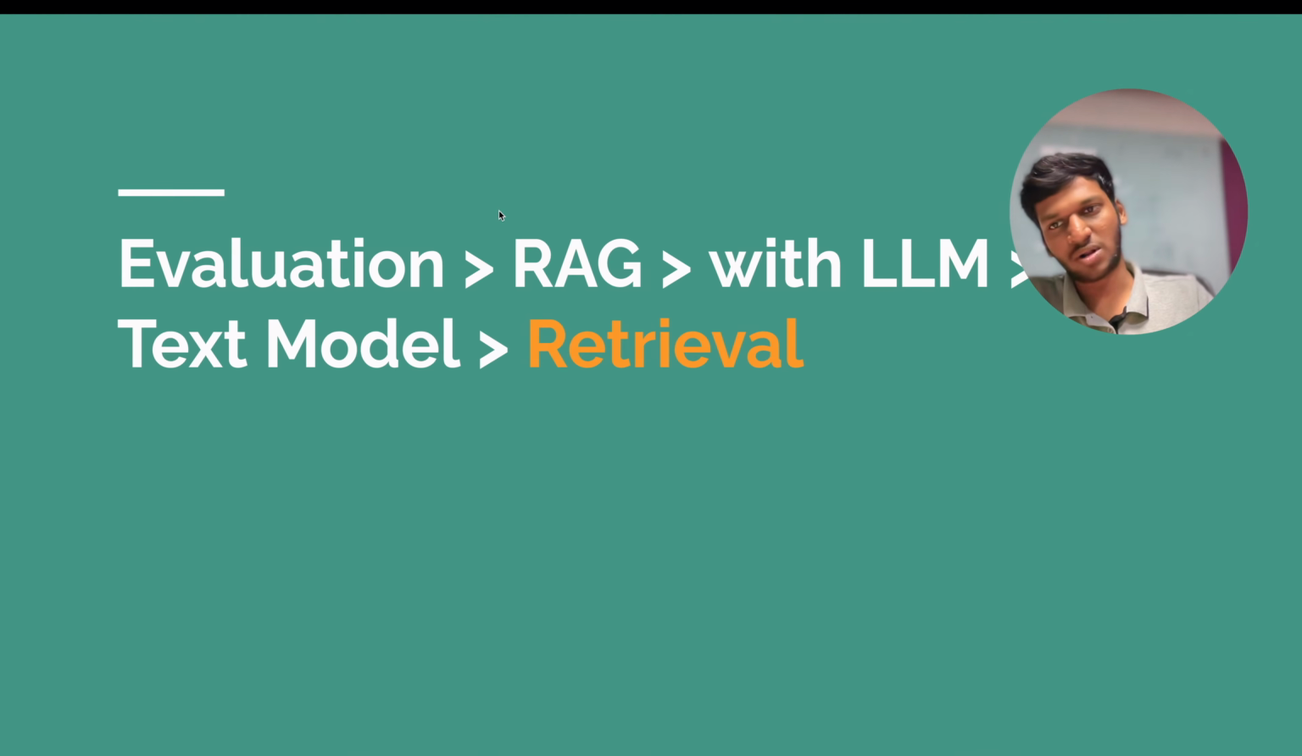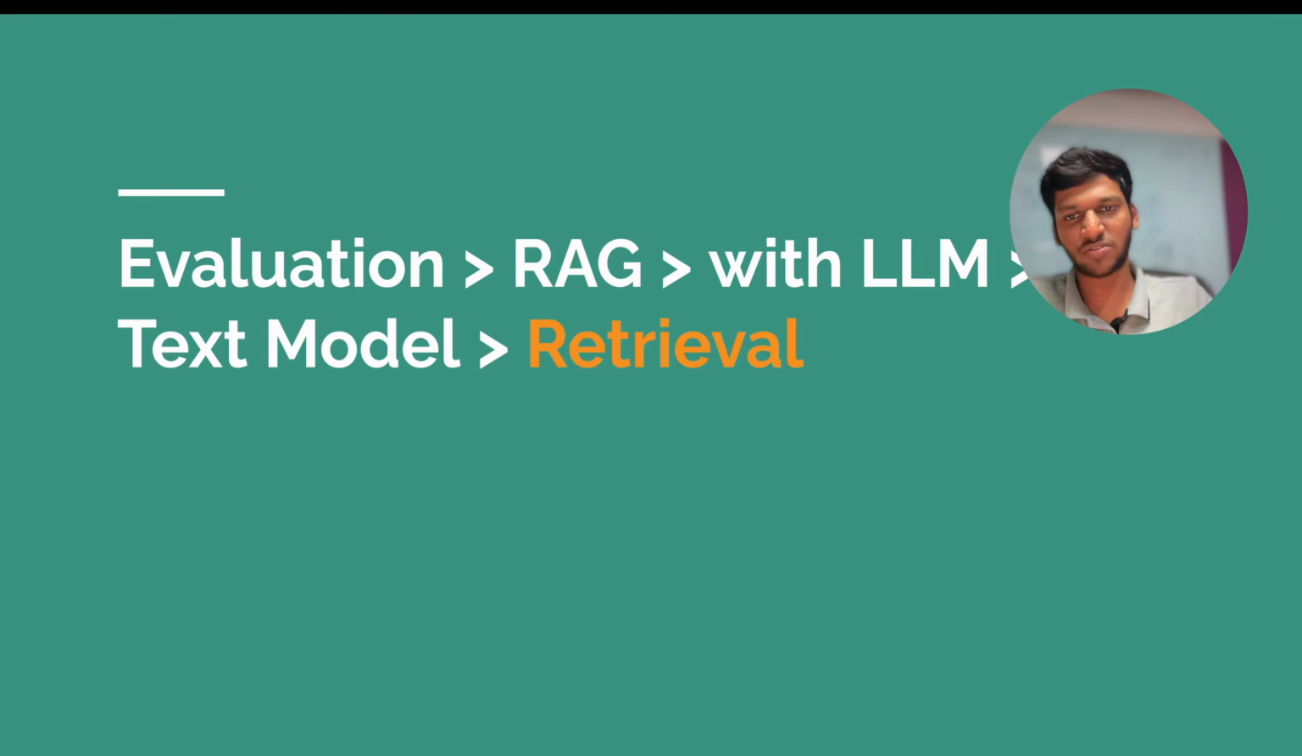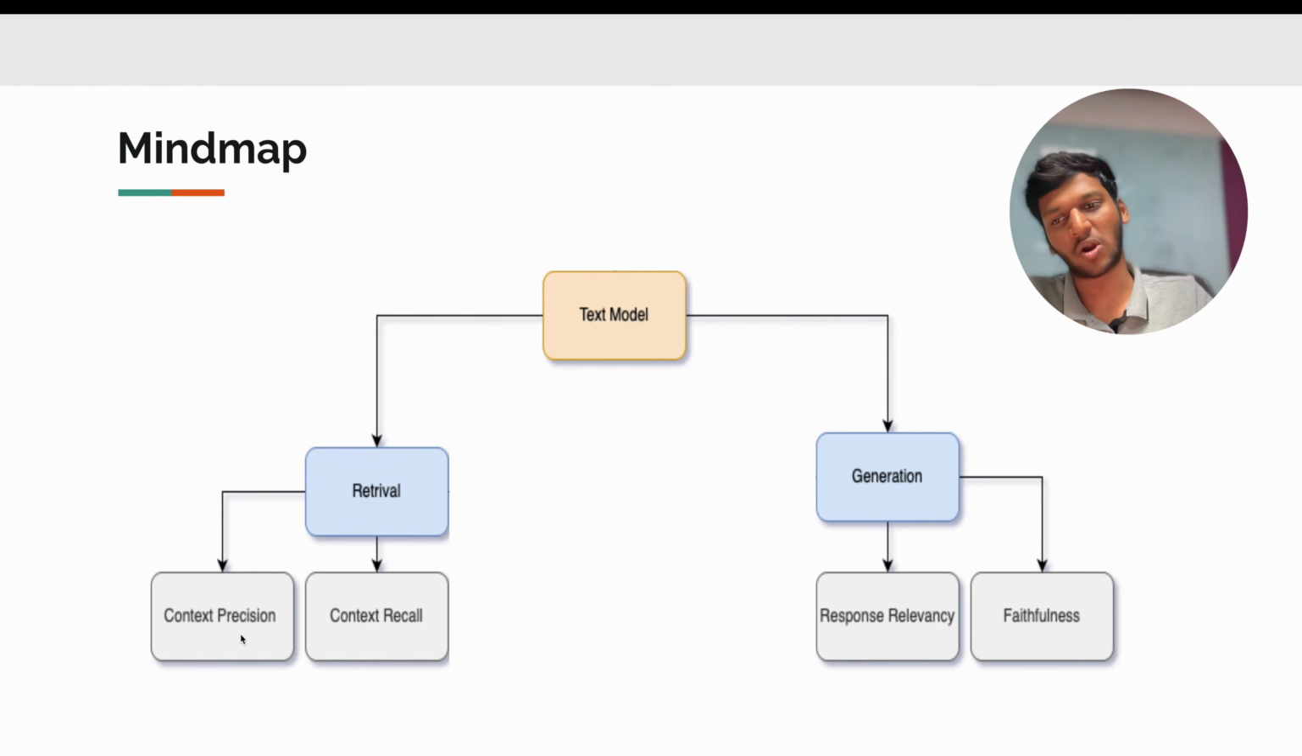Inside evaluation, we are going to see RAG evaluation with LLM, text model, RAG evaluation with LLM. So in the retrieval part, first of all, we need to understand what precision is and what recall is, because we said that the topic is context precision and context recall. We need to know what precision is and what recall is.